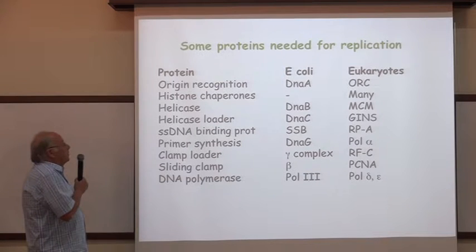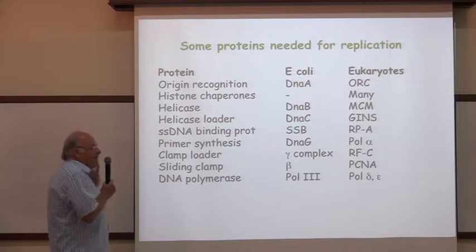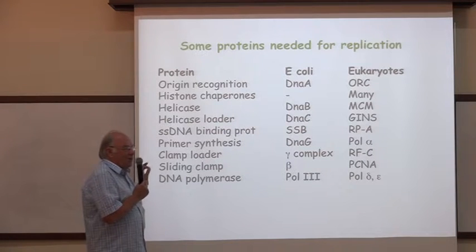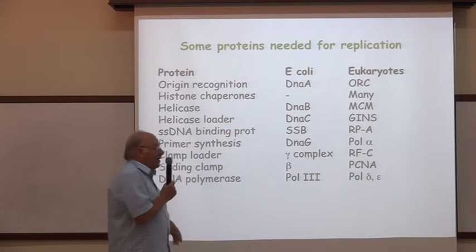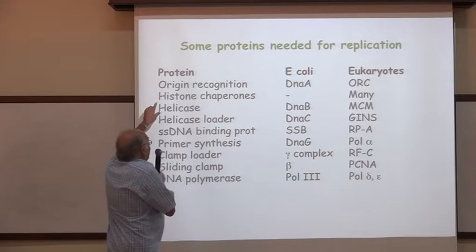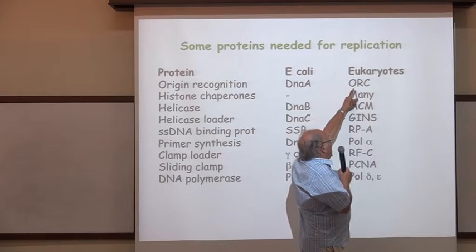So, some proteins which are needed for replication. First of all, you need to recognize the origin where the replication should begin. You cannot start in random places. So origin recognition, and in eukaryotes it's called ORC.